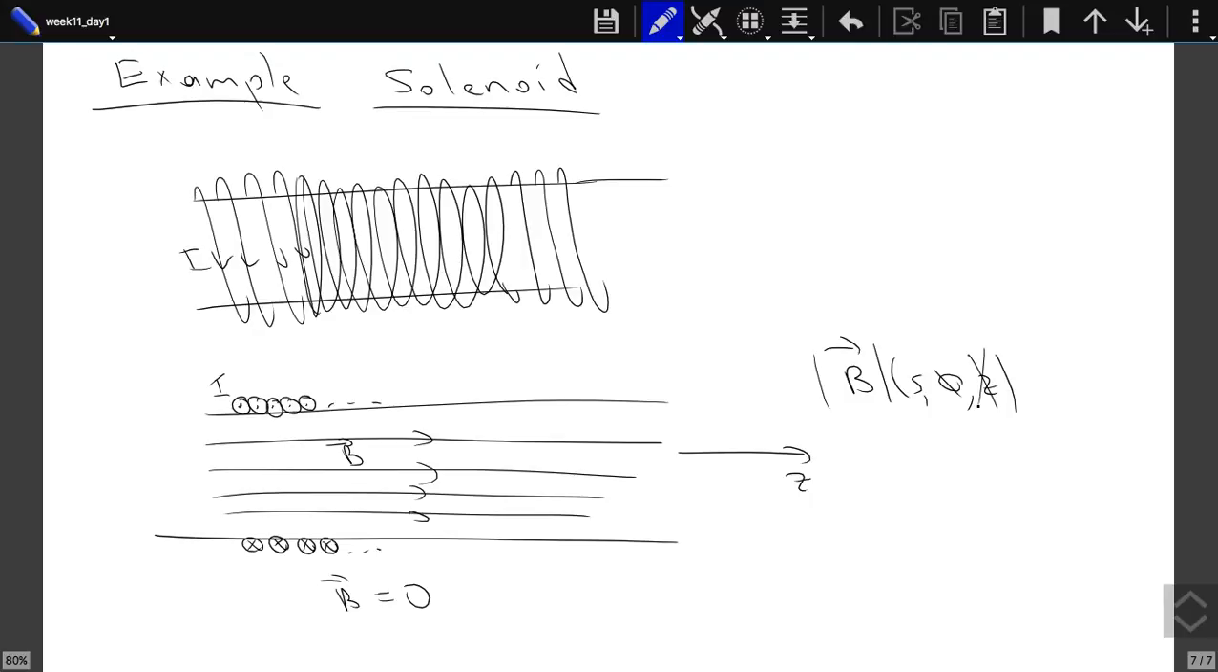So it should be independent of z. Furthermore, if I rotate my solenoid around its axis, again nothing changes. So the magnitude should also be independent of the phi coordinate. So it can only depend on the distance from the central axis, if at all. We don't know whether it depends, but at most it can depend on that one. Furthermore, I know that B is in the z direction.